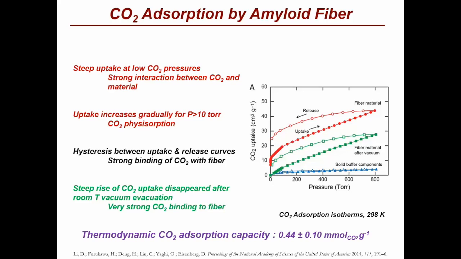As a negative control experiment, they also measured CO2 absorption on solid buffer components alone, and they saw that there was no CO2 absorption, indicating that all the CO2 was absorbed on the fiber materials itself. And from these measurements, they calculated the thermodynamic CO2 absorption capacity, which came out to be around 0.44 millimoles of CO2 per gram, which is smaller than MEA, which shows around 3 millimoles CO2 per gram.